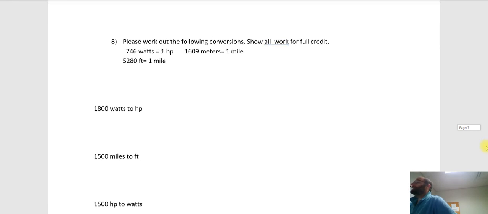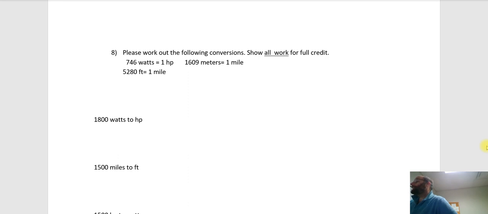Okay, unit conversions here. So make sure you write them all out. For example, for this one, if you want to go from watts to horsepower, you have 1800 watts. You start with that. Then when you do unit conversions, you are always multiplying by a fraction. And I'm going to be watching for that fraction in your work. It's going to say show all work for full credit. And you have to know where to put the units.